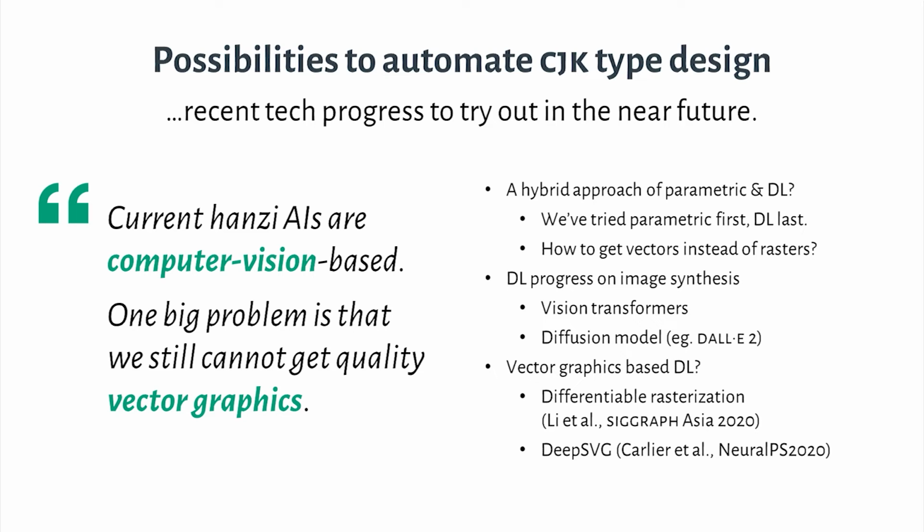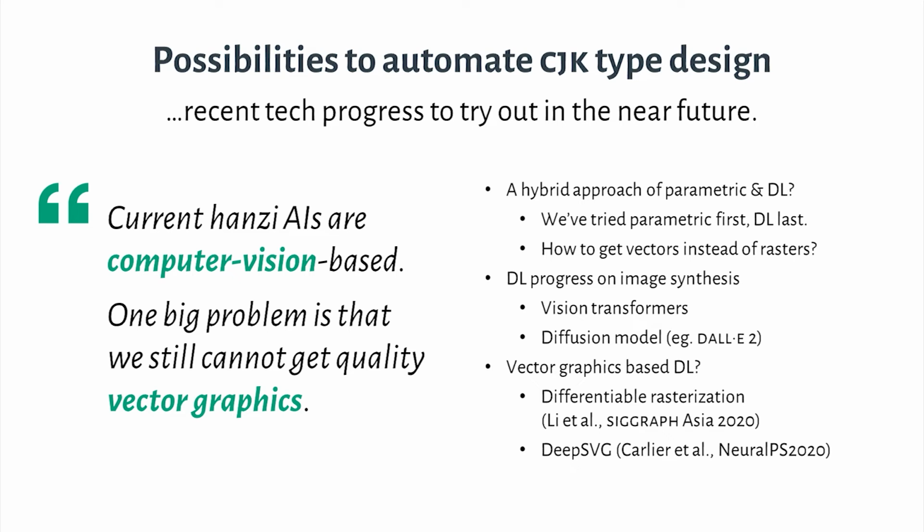How about a hybrid approach of parametric and deep learning? We've just tried parametric first, deep learning last. If we can figure out a way to make parametric the last, it will be promising to get quality vector graphics. The progress of deep learning on image synthesis is also surprising us, which may improve the quality of the AI-generated bitmaps, like vision transformers and diffusion models, which made DALL-E 2 happen.